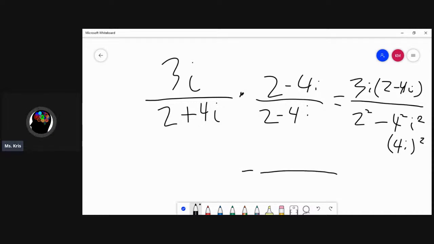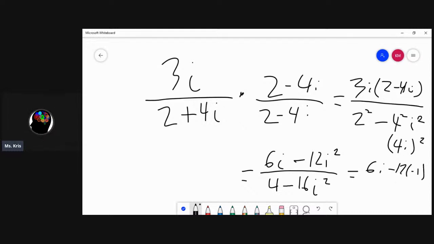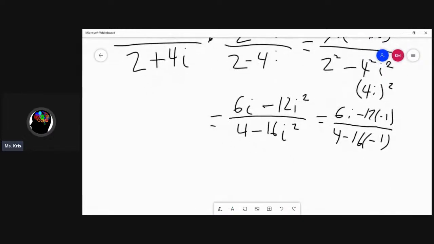Distributive property of the numerator says 3i times 2 gives me 6i. 3i times a negative 4i is a minus 12i squared. Then 2 squared gives me 4, minus 16i squared. So 6i minus 12 times a negative 1, and 4 minus 16 times a negative 1, because i squared is still negative 1.